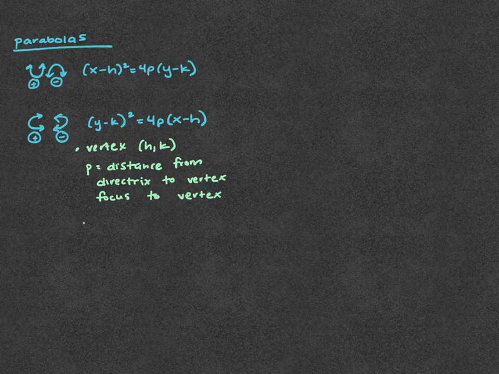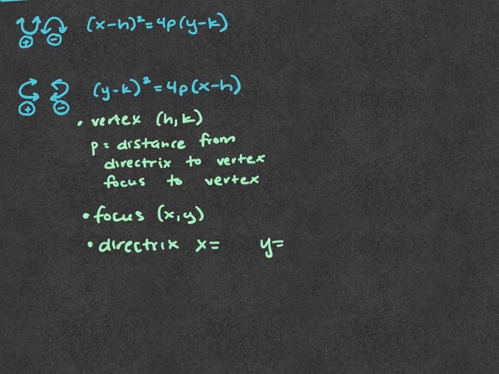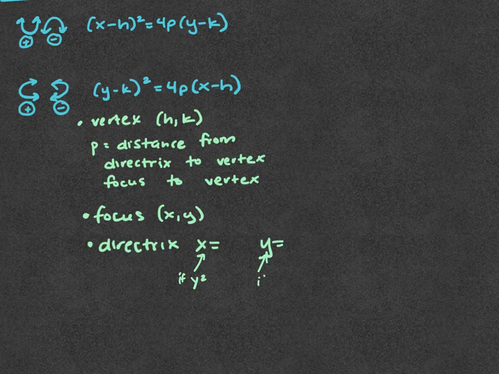You'll have to find the vertex, you'll have to find the focus, and you'll have to find the directrix. Remember that the focus is a coordinate point, and the directrix is an x equals or a y equals. It's a line. If my parabola opens right or left, which means it's a y squared, then it's an x equals. And if it opens up or down, that's when it's a y equals.